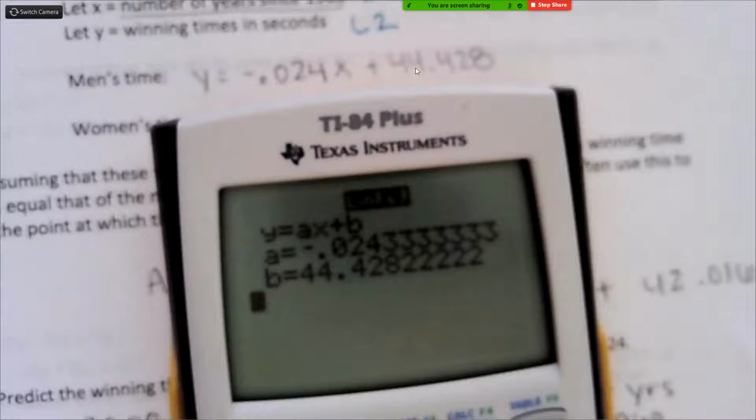So what I want you to do now is try typing in the women's times and getting your equation after you get the men's. And then we'll compare your answers with my answers and make sure everybody can correctly get the men's and women's equations.